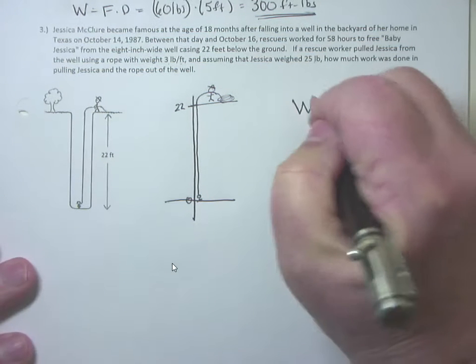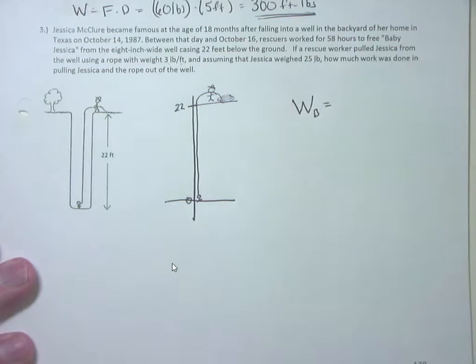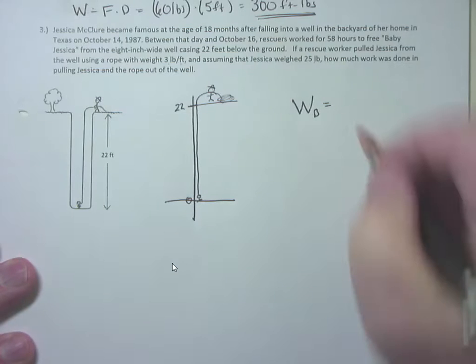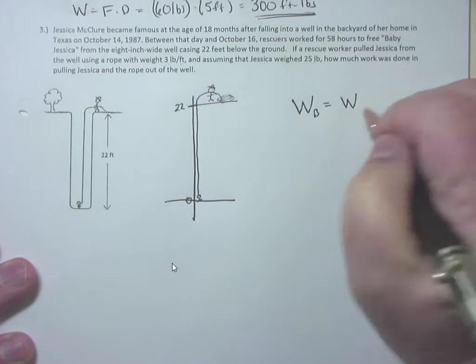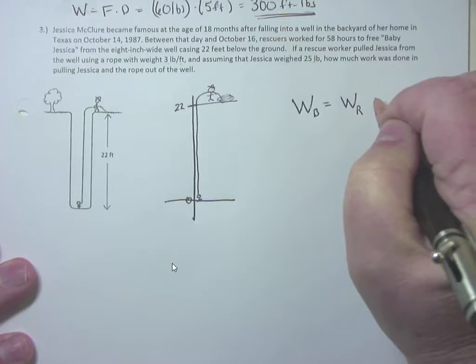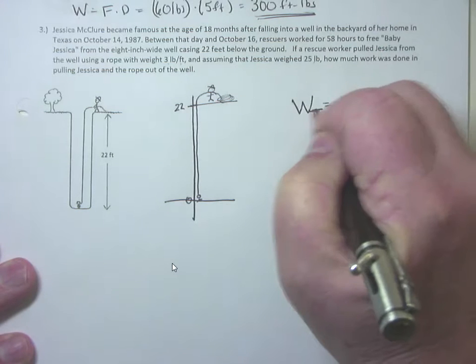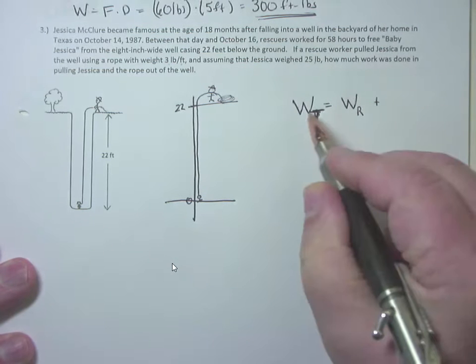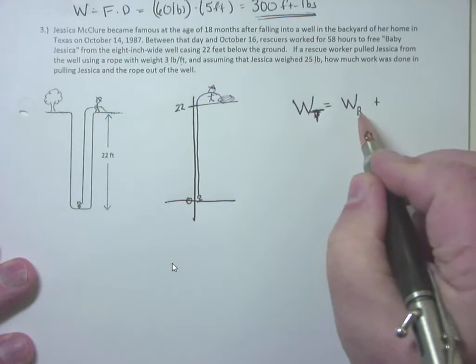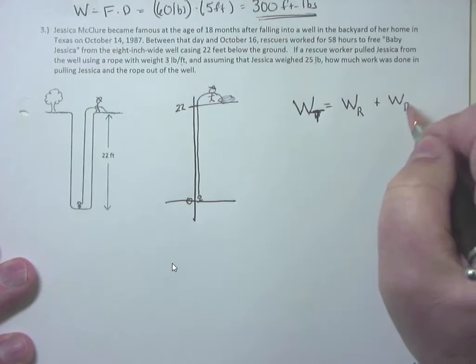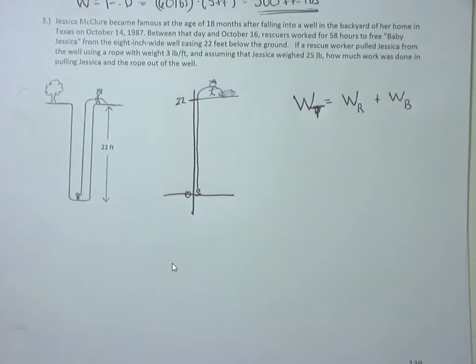The work to get the baby out of the well is equal to 2 things. It's going to be the work on the rope or cable that we're using. So we'll call this work total, work T here. The work for the total system is going to be work on the rope plus the work on the baby, because there are 2 things going on here. You got to get the baby out of the well.